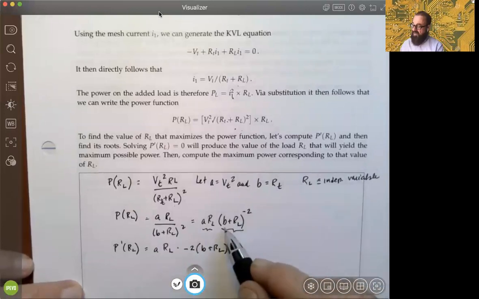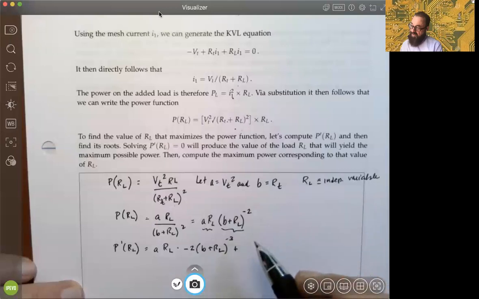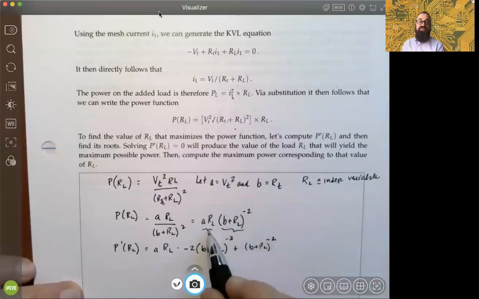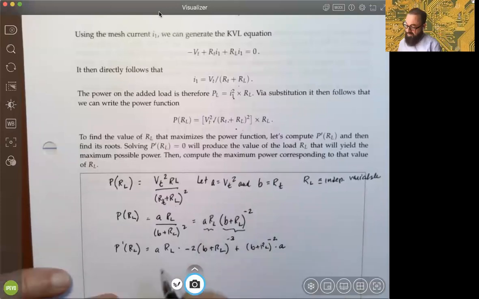Plus the second term times the derivative of the first. So in this case, we would have the second term, B plus R sub L to the minus 2 power, times the derivative of the first part. That's A times R sub L, so that derivative is just A. And what we can do now is maybe clean this up a little bit.